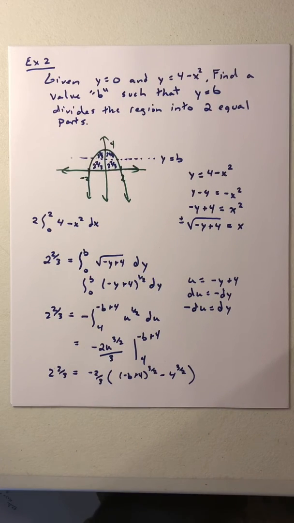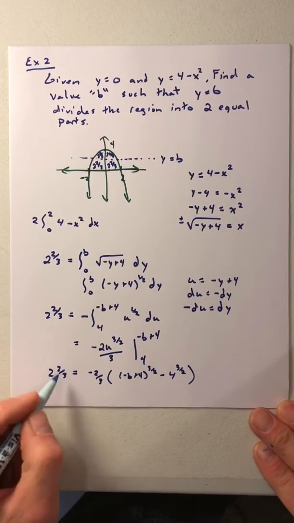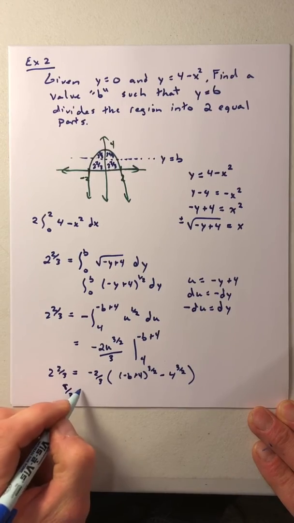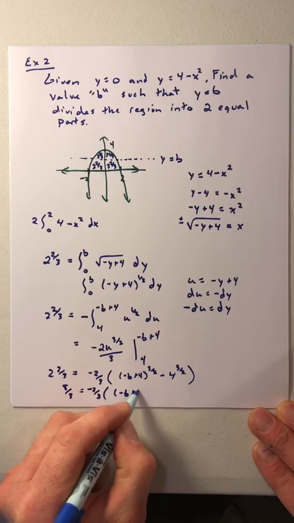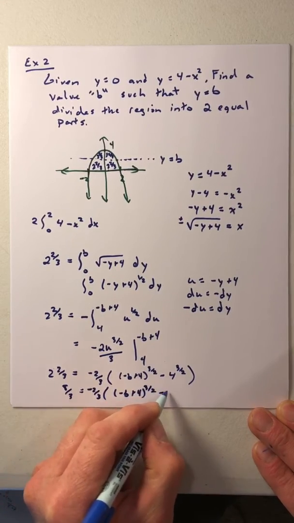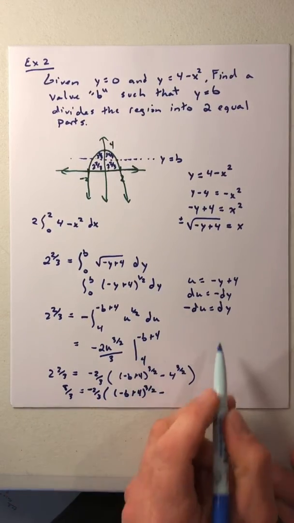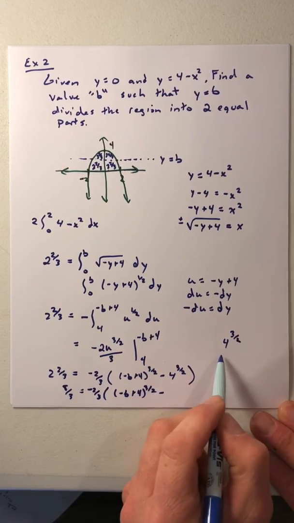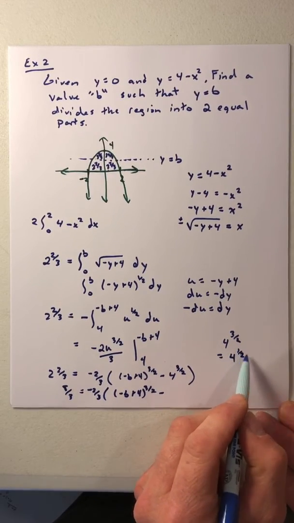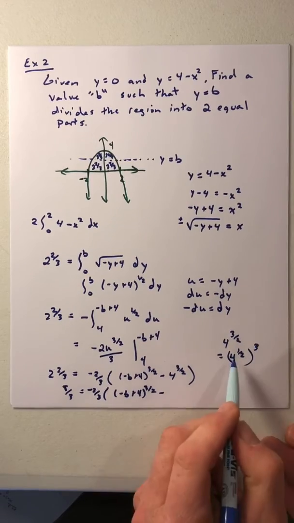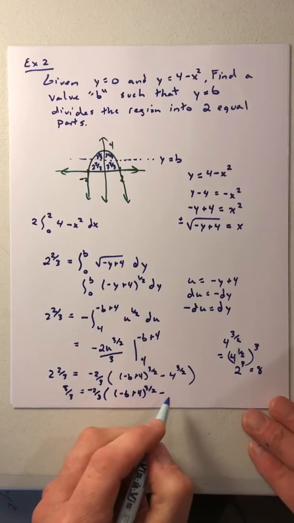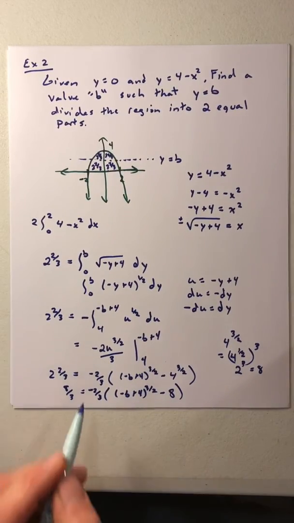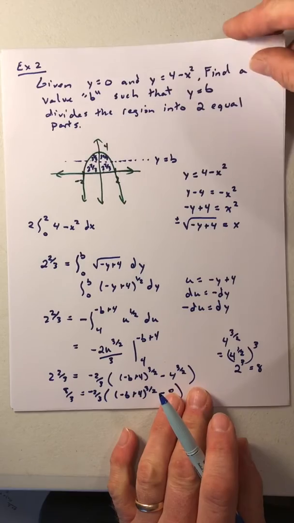It looks kind of cumbersome, but we can actually clean this up quite a bit. 2 2/3 is 8/3. So that equals a negative 2/3 times our quantity of negative b plus 4 to the 3/2 minus 4 to the 3/2. Remember, 4 to the 3/2 we could write as 4 to the 1/2 to the 3rd. 4 to the 1/2 we know is 2, to the 3rd, so that gives us 8. Now I can go and fix this 8/3.